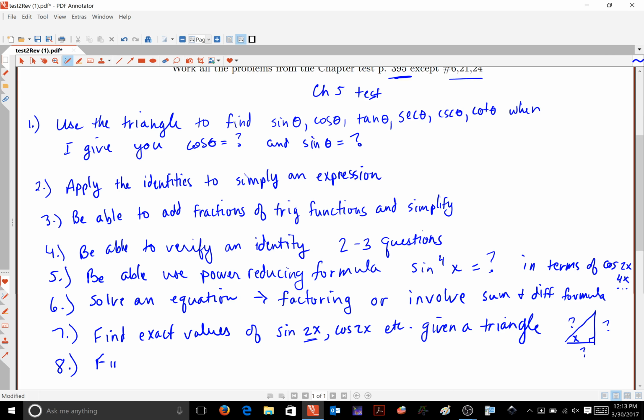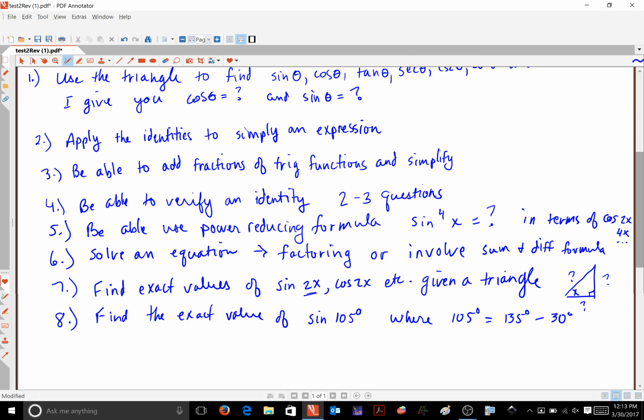You're going to find the exact value of, it's going to be similar to 105 degrees, and I will tell you what degrees to use. You don't have to figure out what to add or subtract like you did on the homework. I will tell you that. This will actually be in radians, but it's going to be similar to this one. I'll just have it as pi over something. And I think that is what's on the test.